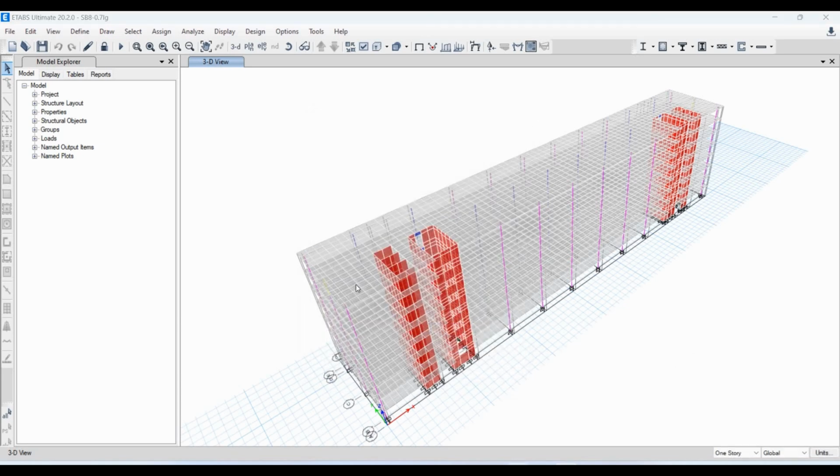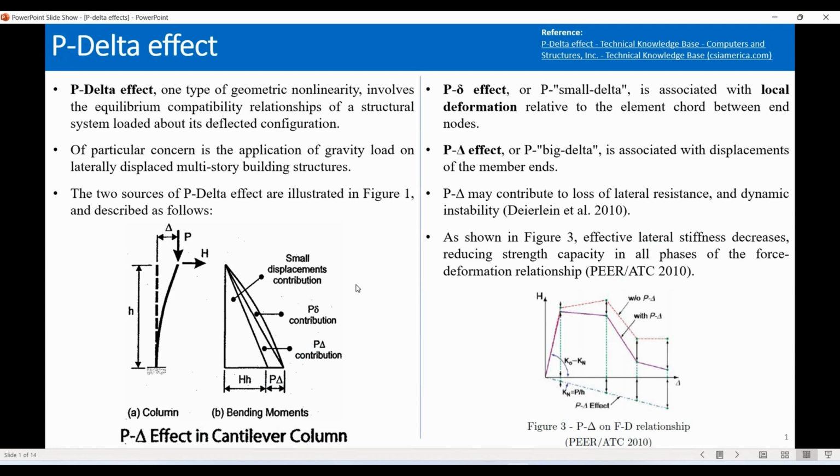And for that reason I have prepared this PowerPoint presentation that shows a lot of details about the P-delta effect, okay? Reading the first sentence here, P-delta effect is one type of geometric nonlinearity which involves applying the equilibrium equation at the deflected configuration. Then after this structure deflects due to lateral loads, we are particularly concerned about what is going on when we include the equilibrium equation with the existence of those gravity loads.